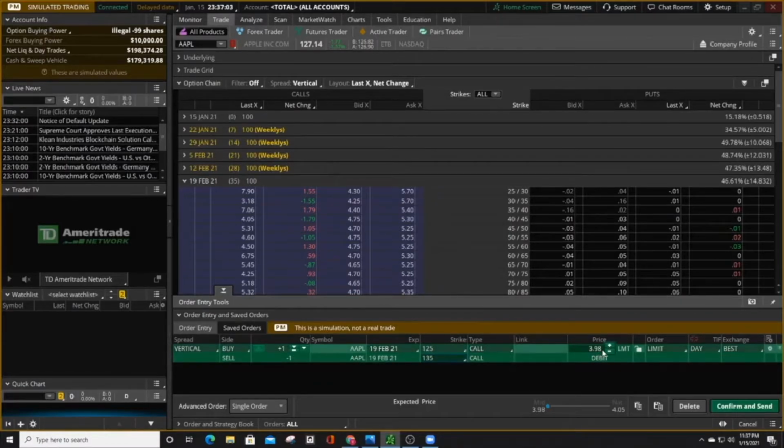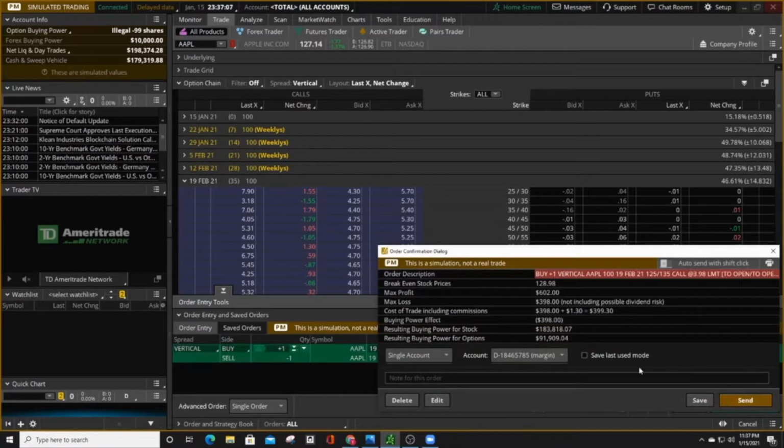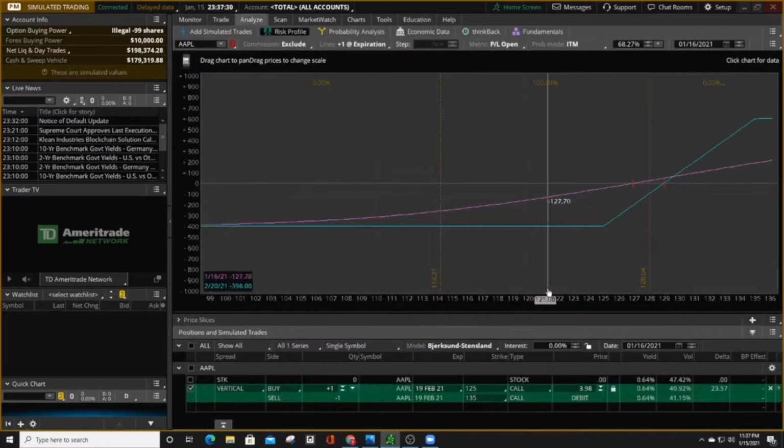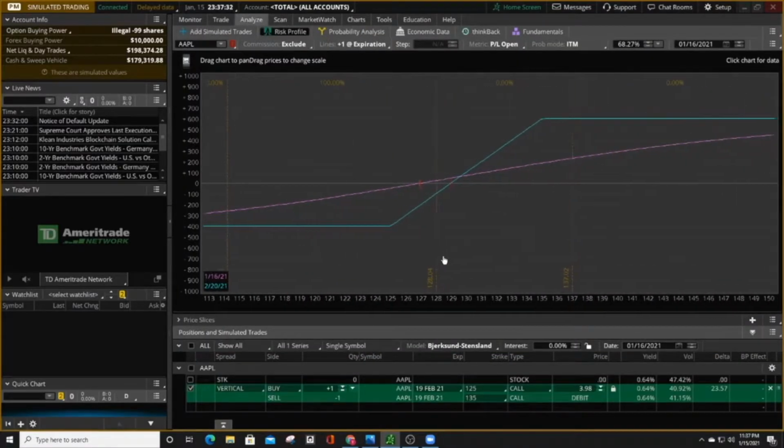Since it's 10, if we press this, we can see more details. We multiply by the 100 shares, which is what one contract controls. So it's $398. That will be our maximum loss, what we've paid. Our profit will be the difference, which is 1,000 minus 398, so 602.